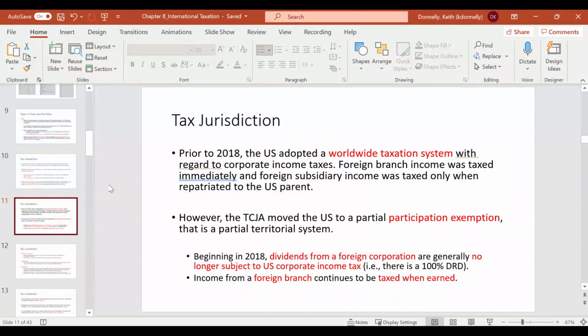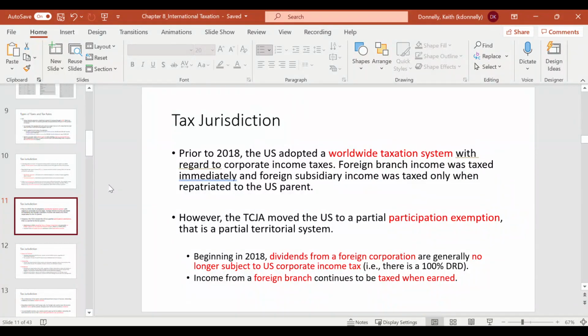So what the TCJA did is they really made the U.S. go from a worldwide system to a participation exemption, a territorial system. That's what they did. So beginning in 2018, dividends from a foreign corporation are generally no longer going to be subject to the U.S. corporate income tax. That is to say, we're going to have 100% DRD. And then income from foreign branches continues to be taxed when earned.